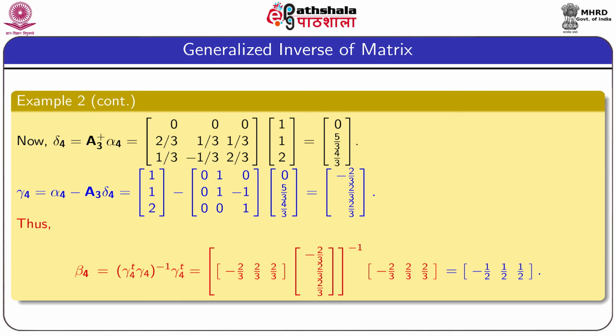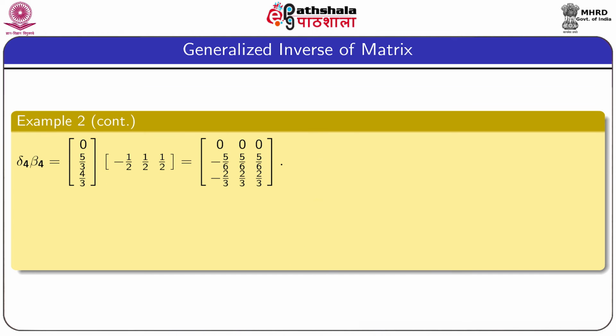Finally, beta 4 equal to inverse of gamma 4 transpose into gamma 4 transpose. After simplification, this row vector becomes minus half, half, half. Therefore, delta 4 into beta 4 is a matrix of order 3 by 3 whose first row is 0 0 0, second row is minus 5 by 6, 5 by 6, 5 by 6, and third row is minus 2 by 3, 2 by 3, 2 by 3.